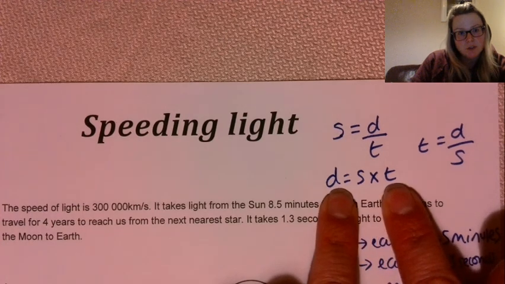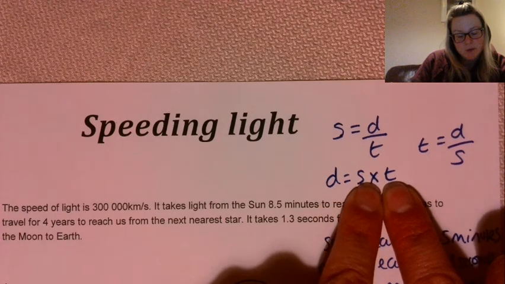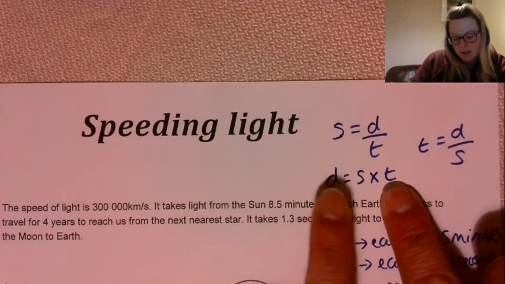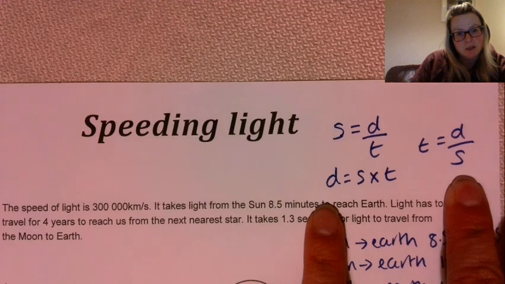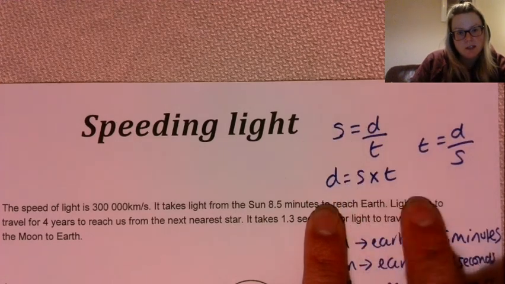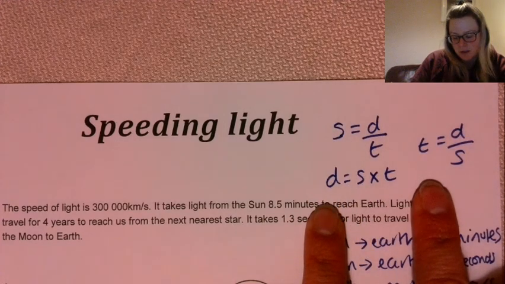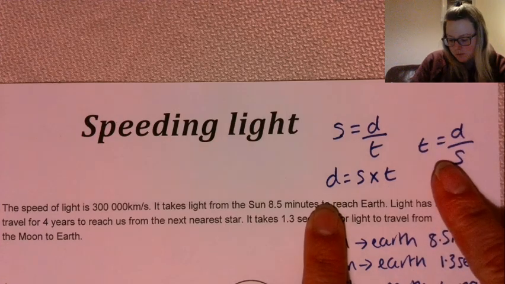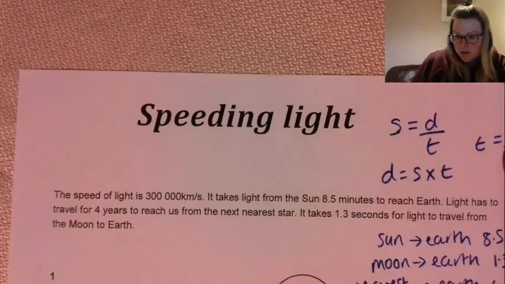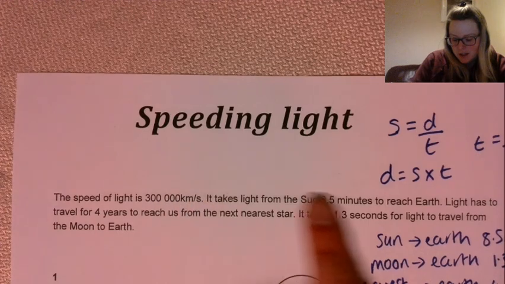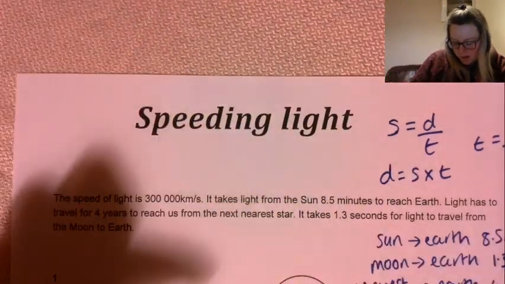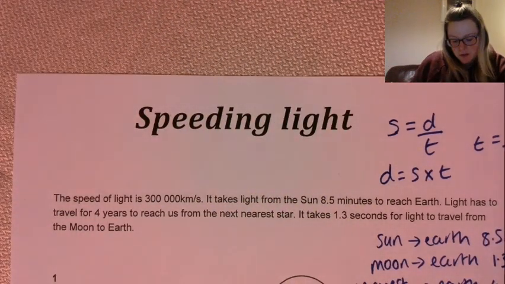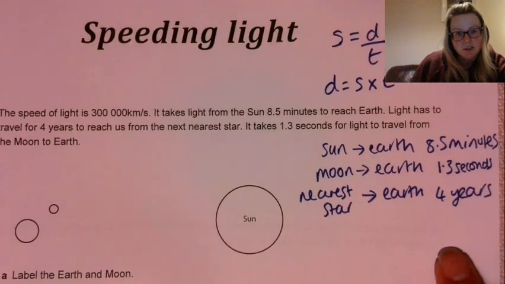And then if I wanted to make time the subject, say the question was asking me to calculate the time, if I divided both sides of this equation by speed, I would end up with time equals distance divided by speed. So make a wee note of these because you're going to use these in these questions. Now this little section here gives you a lot of information which you're going to end up using throughout these questions. So you can see I've summarised it for myself here.